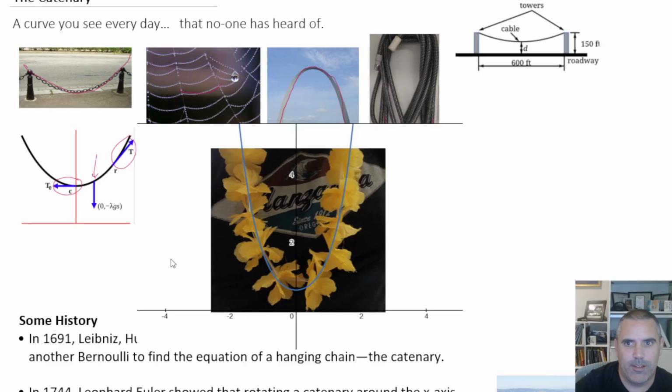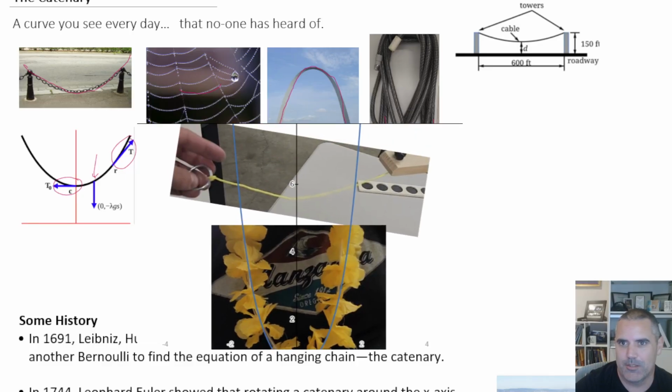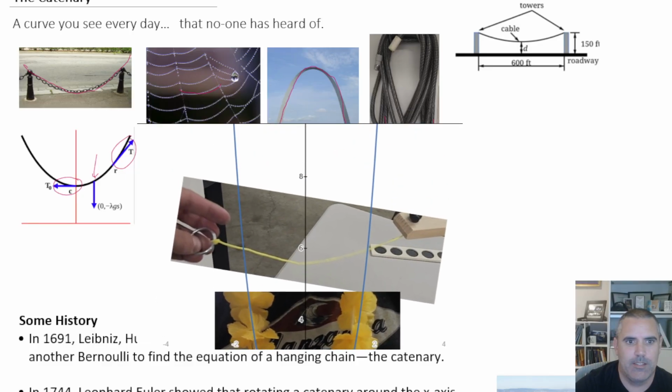I also thought, well, if I'm going to do that, let's do the other one. So here's the hanging rope. I turned it so that it would sort of match up. Let's see if we can hit that hanging rope from my other example.